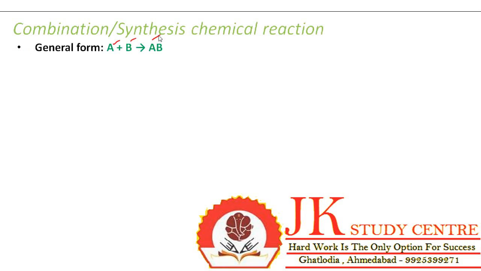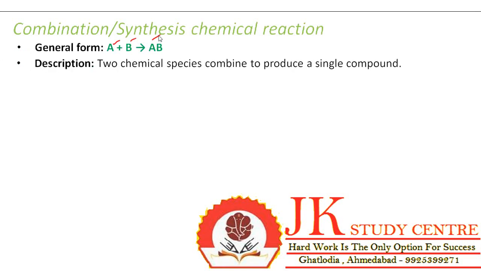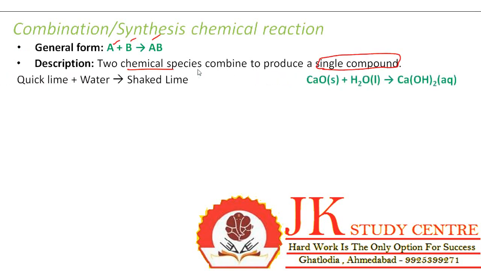So we have 2 elements that combine to become AB. So the description is 2 chemical species combine to become a single compound, right? That is an example of a combination reaction. For example, you have quicklime and you add water to it, it becomes slaked lime. So if you see, there are 2 elements here. One was quicklime, one was the water, and it combined to become slaked lime.